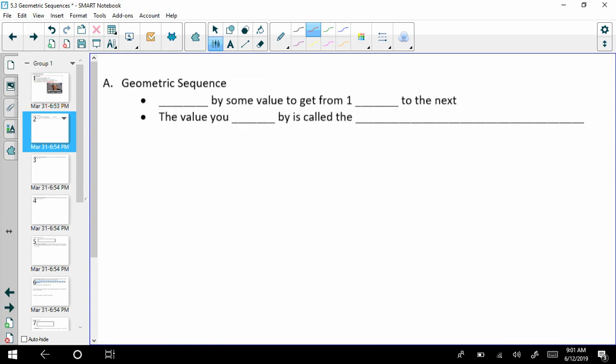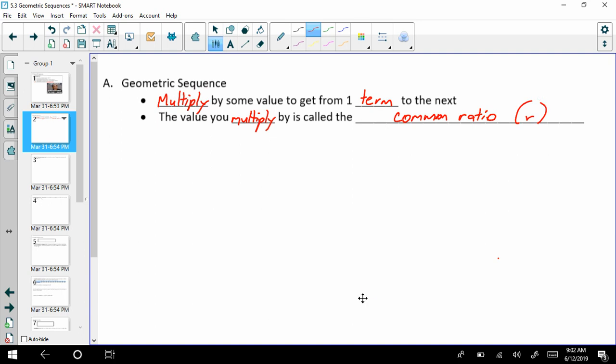So a geometric sequence, rather than adding by some value to get from one term to the next, we are going to multiply to get from one term to the next. And remember last time, the number that we added by was called the common difference. We said it was the common difference because we could subtract to figure out what they added by. This works almost the same way. The value that you multiply by is called the common ratio. And in formulas, it's going to be represented by r.